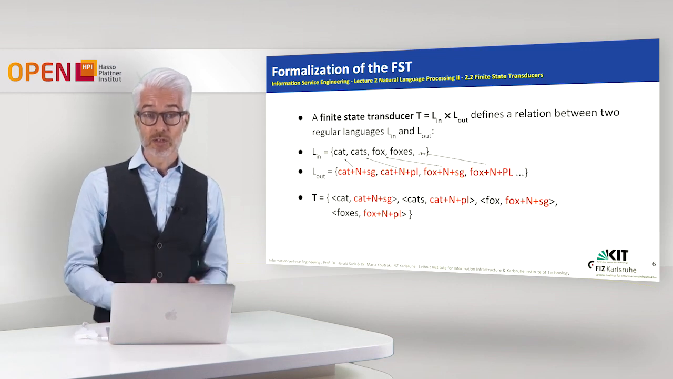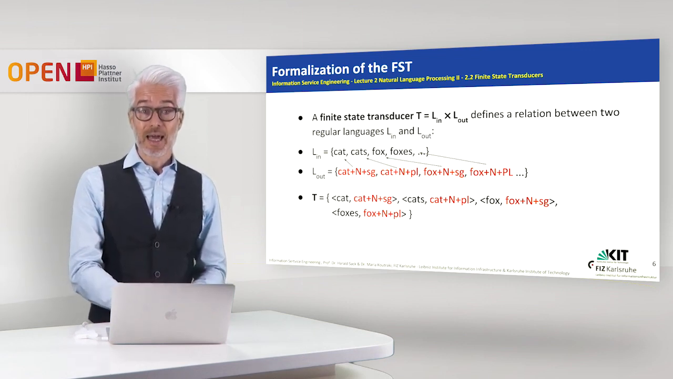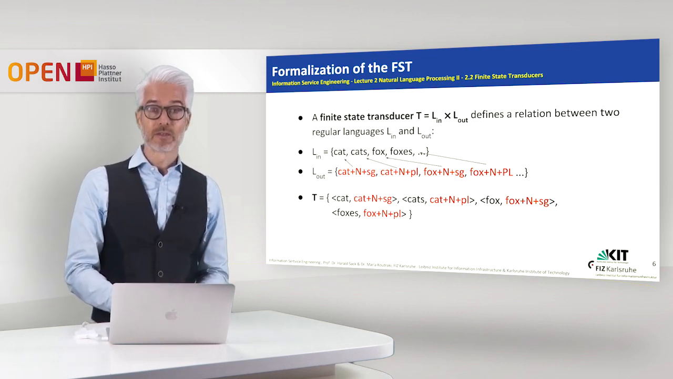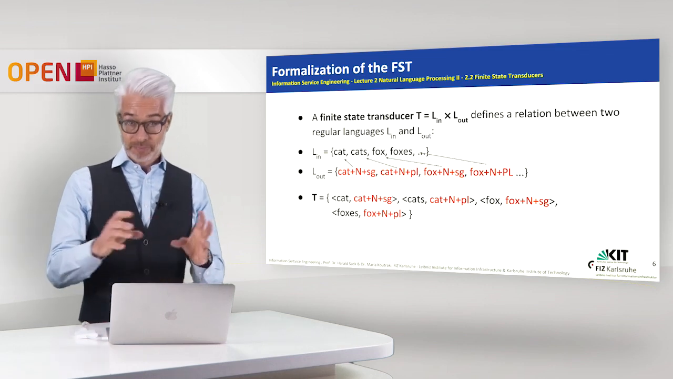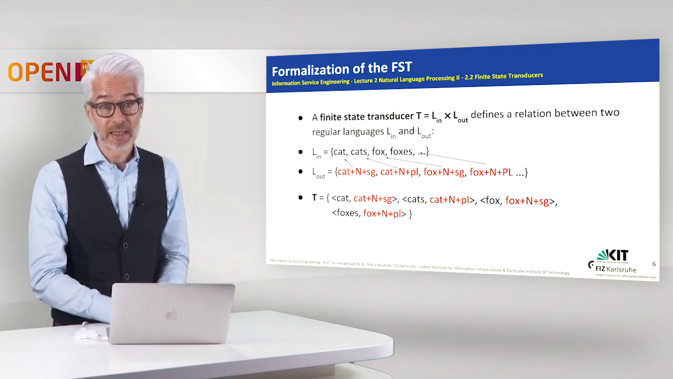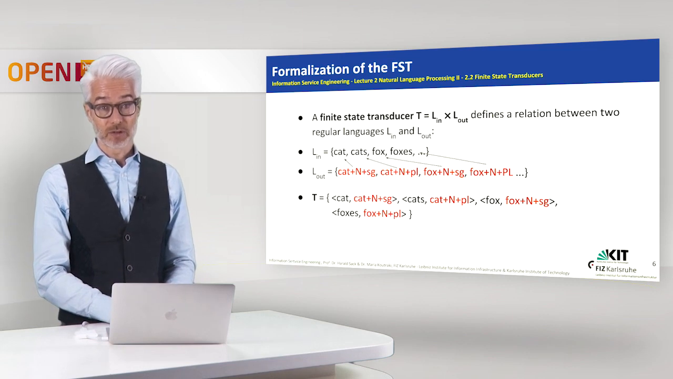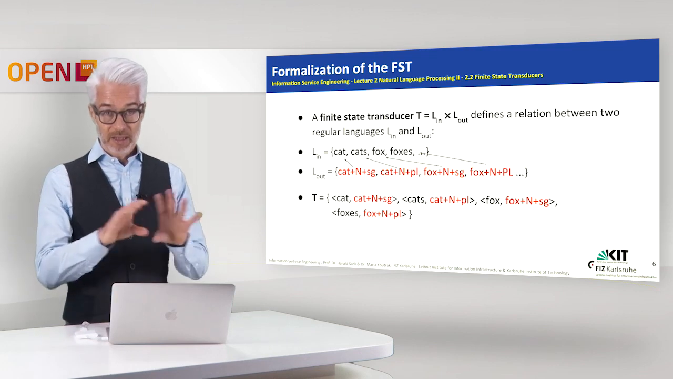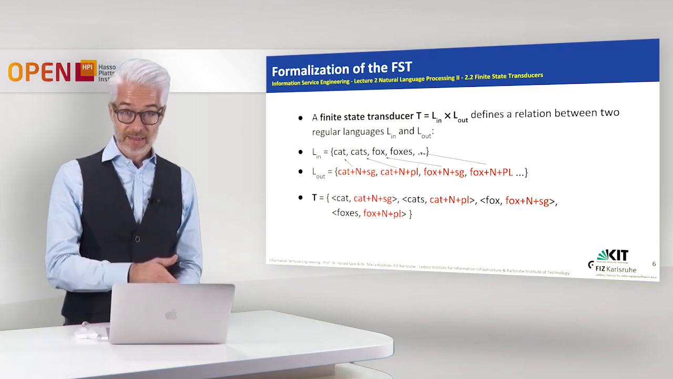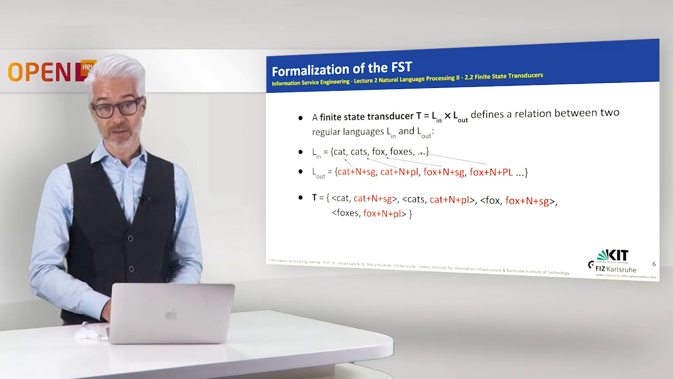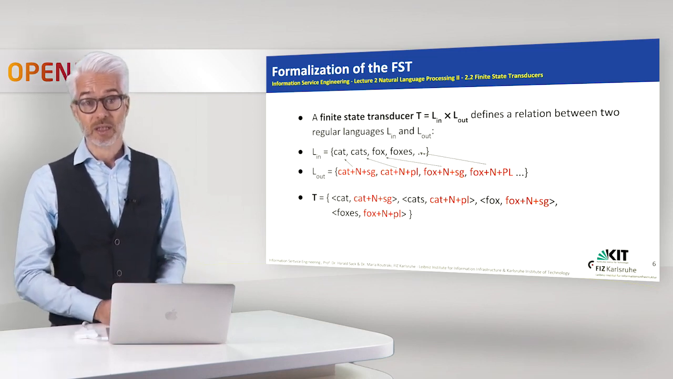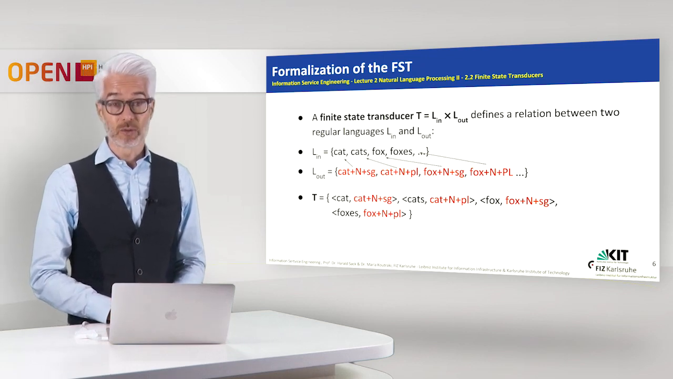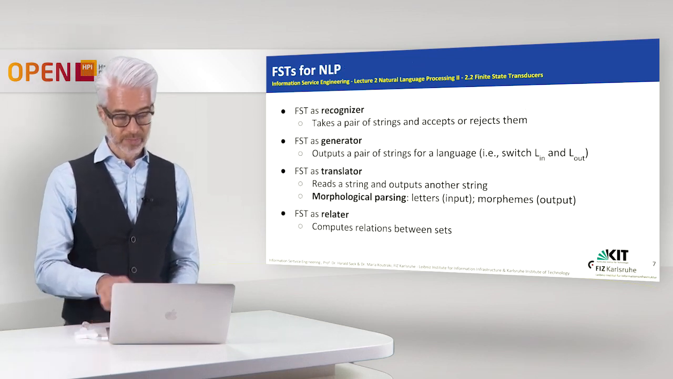And exactly this relation should be constituted, that cat and cat, noun, singular, belong together. So you see here the transducer T defines a relation of languages, L in and L out, language input and language output. And here cat and cat, noun, singular, come together in one tuple. And then we have cats and cat, noun, plural, come together, and so on and so on. So exactly this relation will be represented with the help of a finite state transducer. This is exactly what we want to do with it.